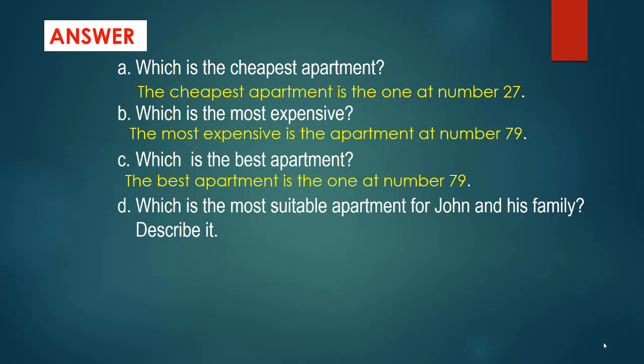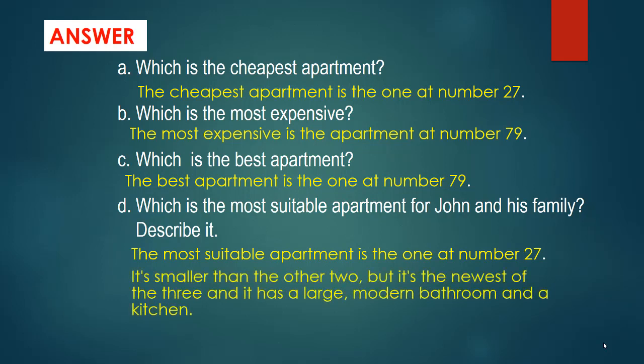And D. Which is the most suitable apartment for John and his family? The most suitable apartment is the one at number 27. It's smaller than the other 2, but it's the newest of the 3 and it has a lounge, a modern bathroom, and a kitchen.